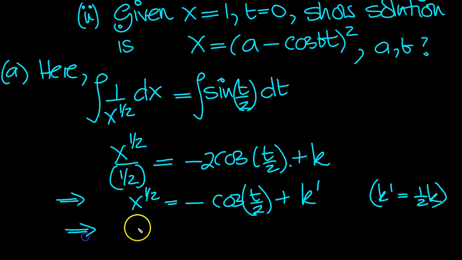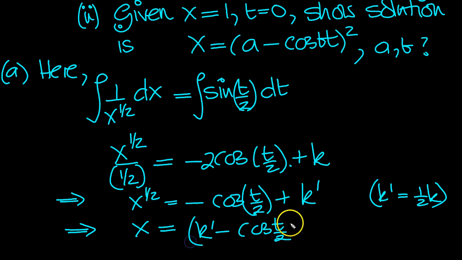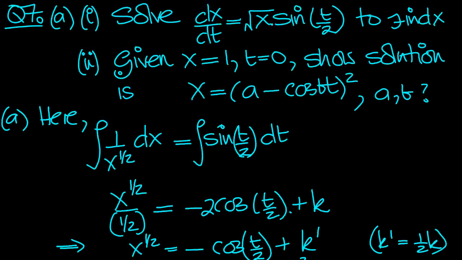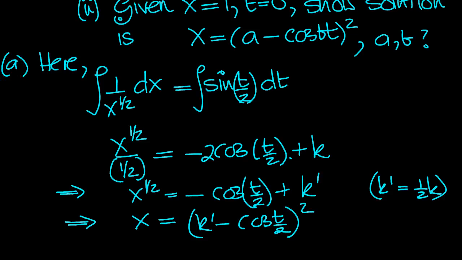Square both sides then. x is equal to, I'm going to write the second term first and the first term second, and then it's all of that squared. The square of this side will equal the square of this side. So there we go, there's the solution then, to find x equals, which we've done.